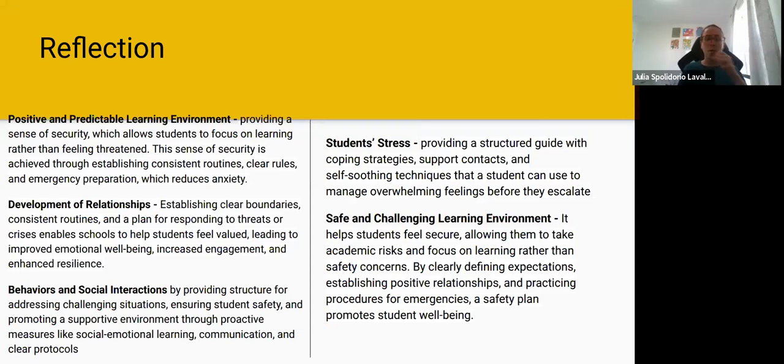We have to think about the students who can have a harder time with those transitions as well, and find a way to support that. It's also just having a clear protocol and a clear plan, so that every time we do the drill, we're doing it exactly the same way, so kids know exactly what to expect.